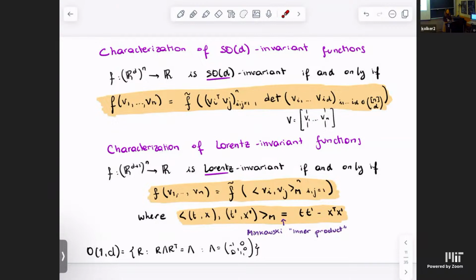One in what sense? Because here you also have a set of invariants, right? So here you have all the inner products, but also all the d by d subdeterminants. Oh yeah, sorry, thanks. So this is like many functions.